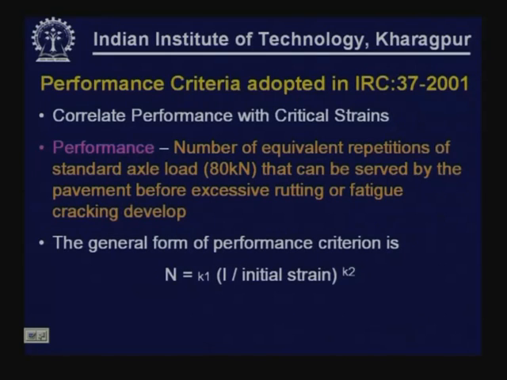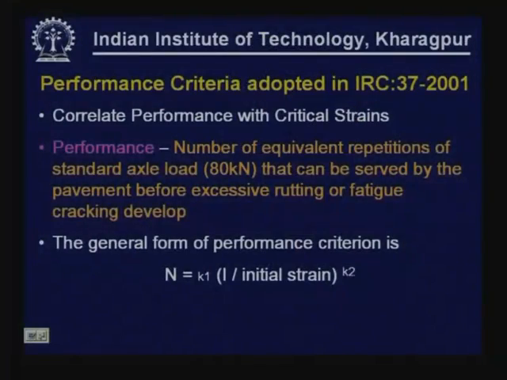The performance criteria adopted in IRC 37/2001 correlate performance with the critical parameters that were selected. There are two distresses that we are interested in, and there are two mechanistic parameters that were selected to explain the behavior of pavement in terms of these two distresses, fatigue cracking and rutting. We recollect that the two strain parameters that were selected are tensile strain at the bottom of bituminous layer and vertical strain on top of subgrade.